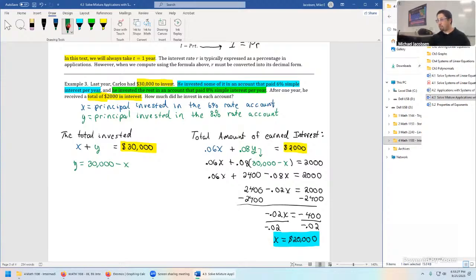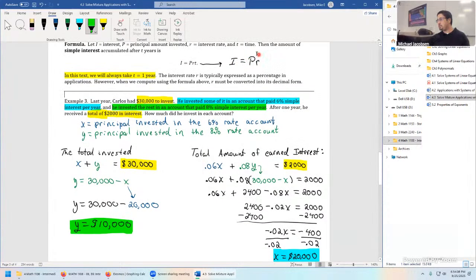Okay, after getting that number, we're basically done, right? Go to where the variable y is. y is equal to 30,000 minus our value for x, which is 20,000. That's a fast computation, and it tells us y equals $10,000. So $10,000 was invested in the 8% simple interest account. We've got it. Those are the two amounts invested. And now I guess we could inform Carlos this is what you invested in case he forgot. Maybe that's what's going on. But that's how these kind of problems go.